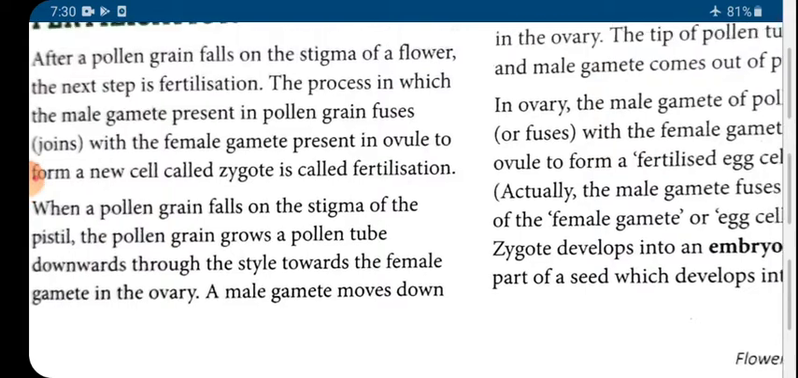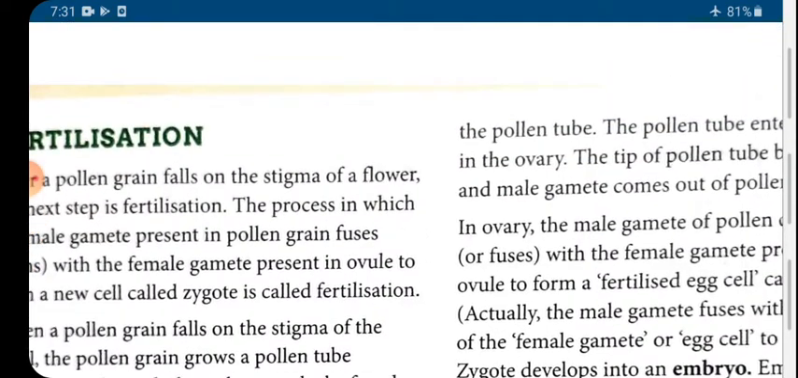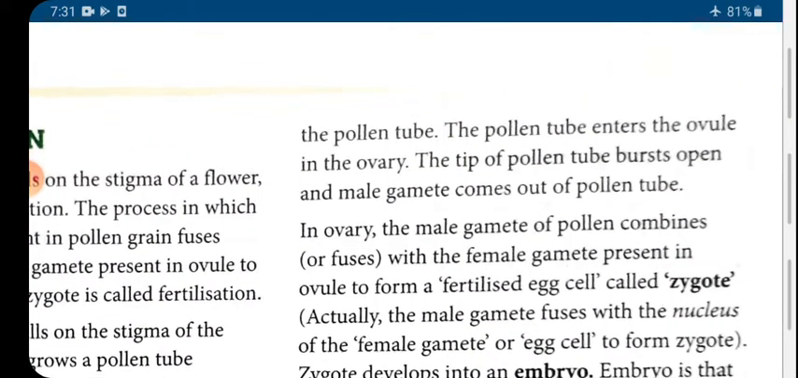A male gamete moves down the pollen tube. Okay, now the male gamete moves down through this pollen tube. The pollen tube enters the ovule in the ovary. ये pollen tube ovary तक पहुंच जाती है. In the ovule, the tip of the pollen tube bursts open and the male gamete comes out of the pollen tube. और जब ये पॉलन ट्यूब बर्स्ट होती है, खुलती है, so male gamete comes out of the pollen tube. तो जो अंदर मेल गैमेट होता है वो पॉलन ट्यूब से बाहर आ जाता है.